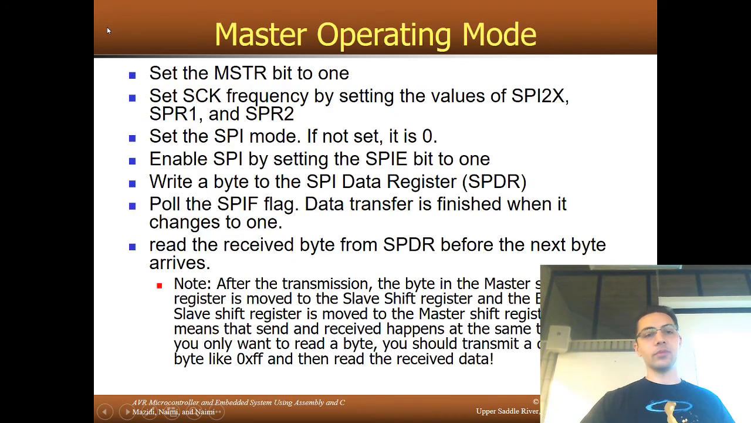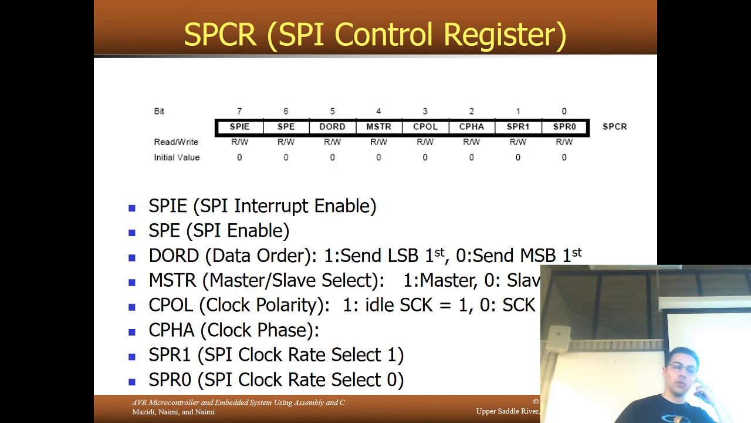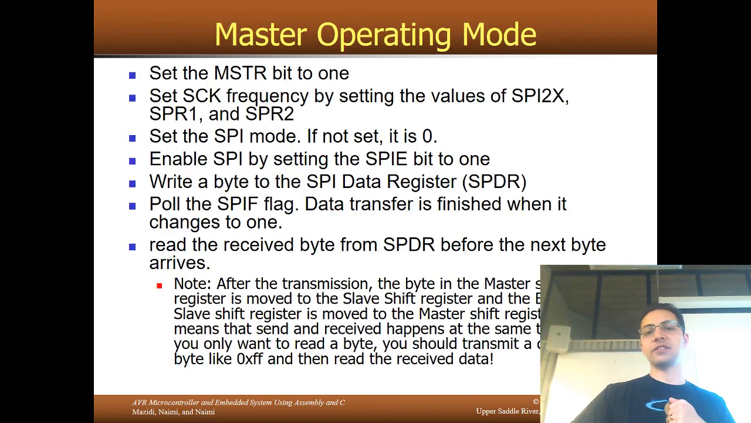Master operating mode. So we've got to enable it. This is totally wrong. Let's go back to that control and status register here. We want to turn on the SPE bit. The SPIE bit is the interrupt enable, so that's a small typo. I apologize for that. We want to turn it on though, so we have to enable the peripheral with the SPE bit.